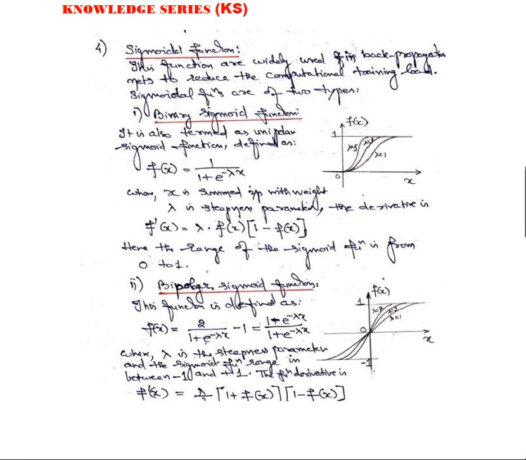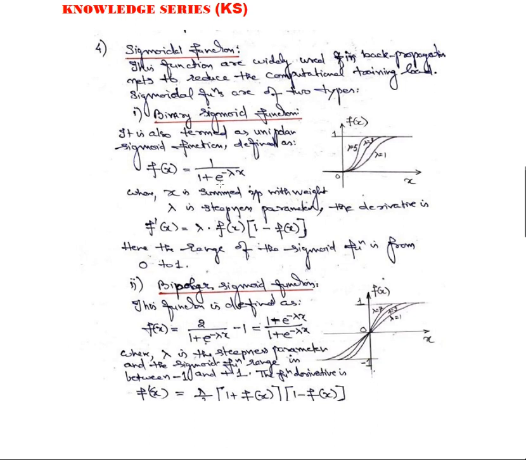Now coming to the bipolar sigmoidal function, it is just like the sigmoidal function, the only difference being that binary is changed to bipolar. Here the range is between -1 and 1. So the function, which was 1 by 1 plus e to the power of minus lambda x under the binary condition, in the bipolar becomes 2 upon 1 plus e to the power of minus lambda x, minus 1. If you further solve it, it will be 1 minus e to the power of minus lambda x by 1 plus e to the power of lambda x.